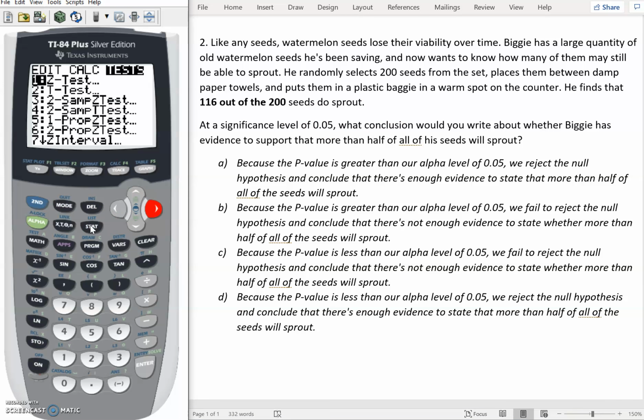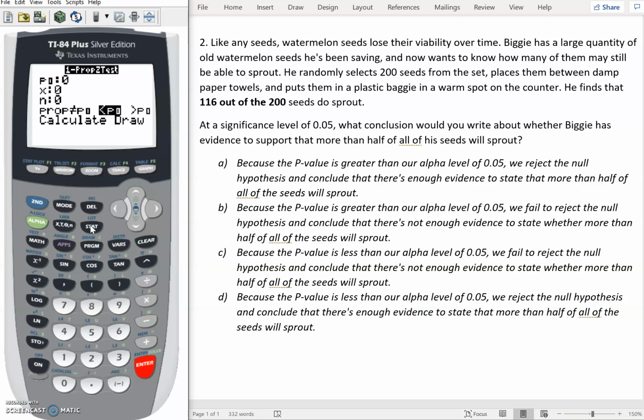So we go over to our tests. There is only one option. It's the one prop Z test. There is no one prop T test. So thankfully, with proportions, it's actually easier than with means. So we do one prop, single proportion. It's a Z test.